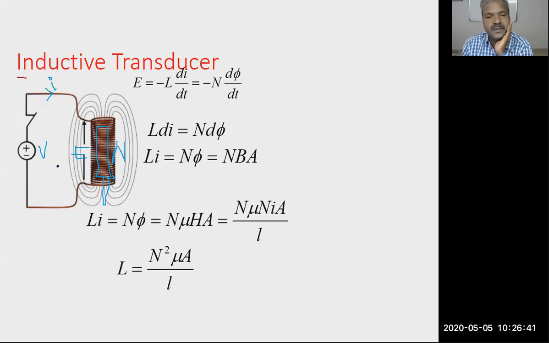That EMF is E. So that EMF is given as minus L di by dt, the differential of the current and the self-inductance of the coil. Why this minus? We all know this minus indicates Lenz's law. So minus L di by dt, this we know. This is also equal to minus N d phi by dt. Phi is flux, N is number of turns.